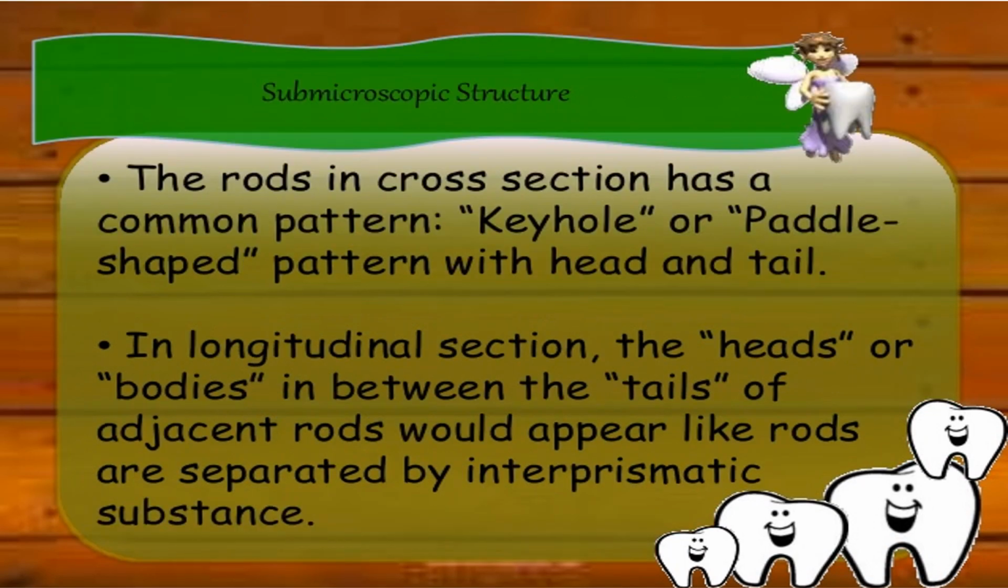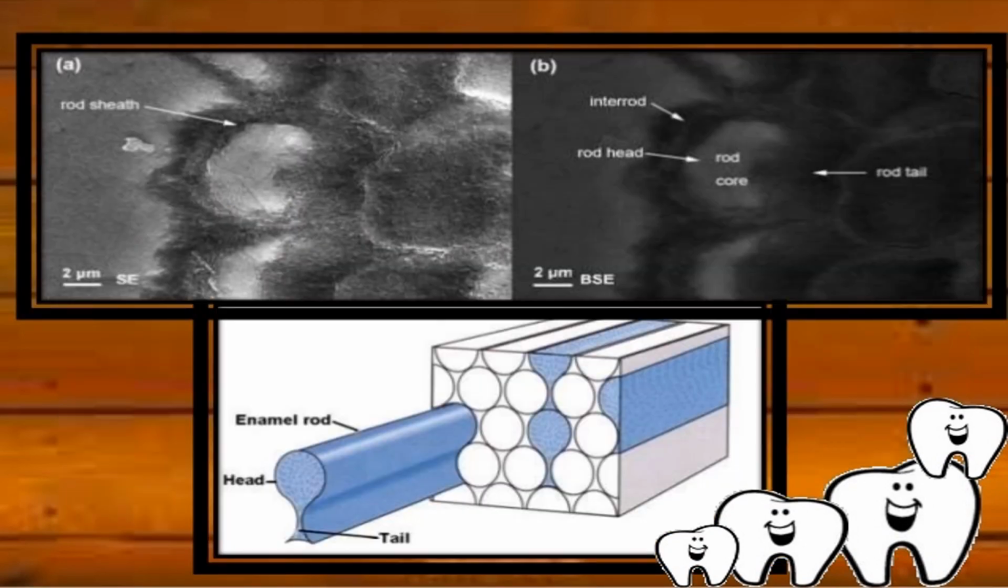Submicroscopic structure of enamel. The rods in cross section have a common pattern, a keyhole or paddle-shaped pattern with head and tail. In longitudinal section, the heads or bodies in between the tails of adjacent rods appear like rods separated by interprismatic substance. So, when we view the submicroscopic structure of enamel, a keyhole or paddle-shaped pattern is seen, as you see in this figure.